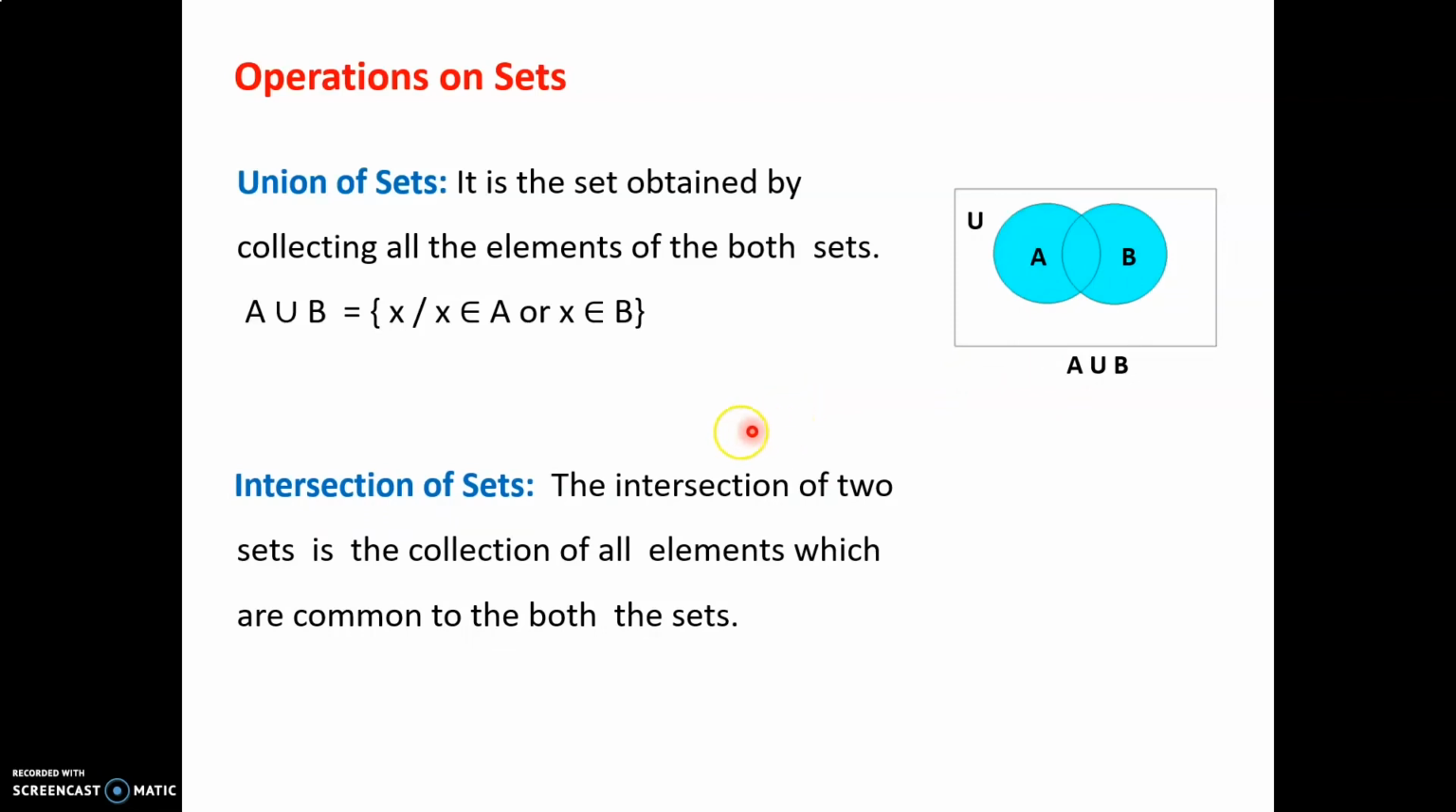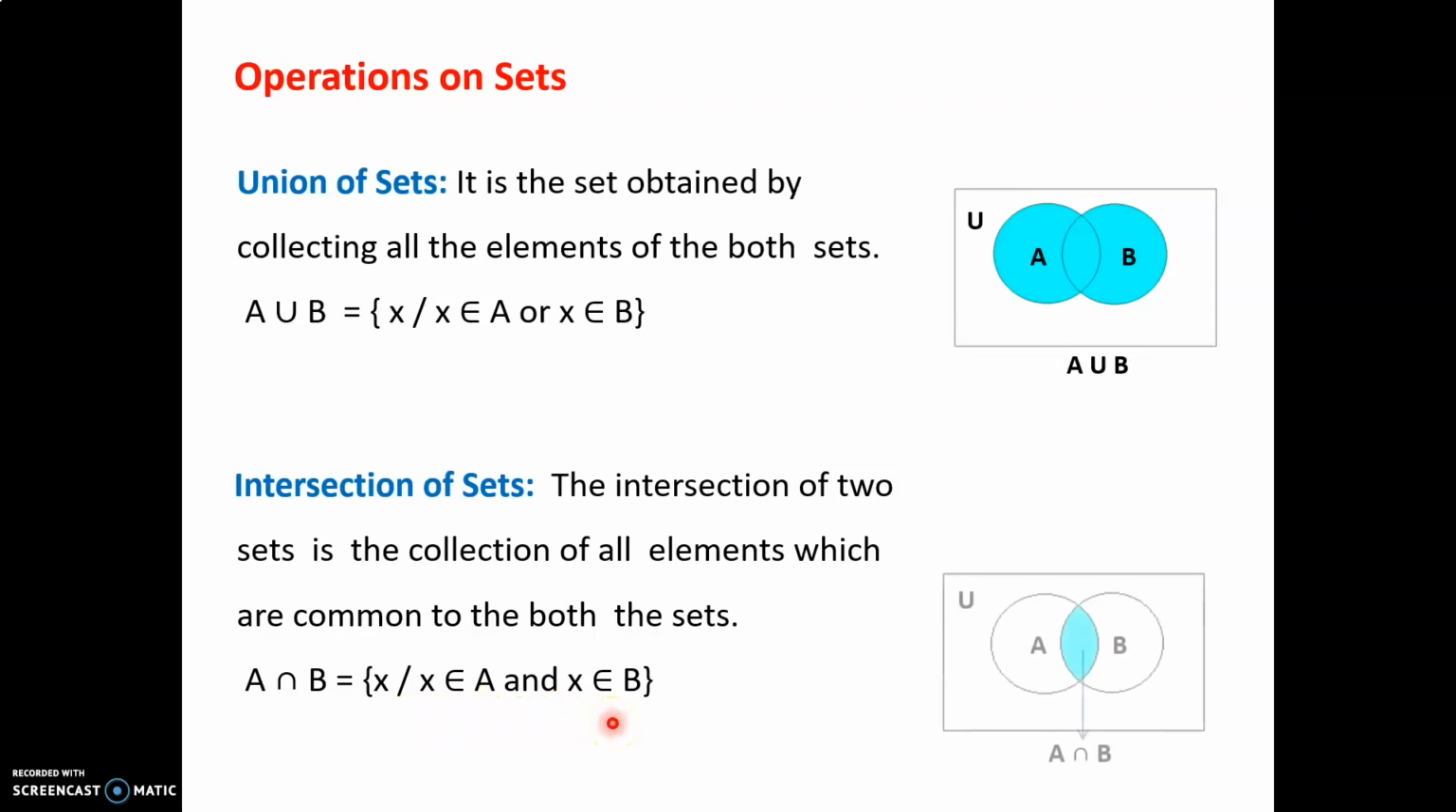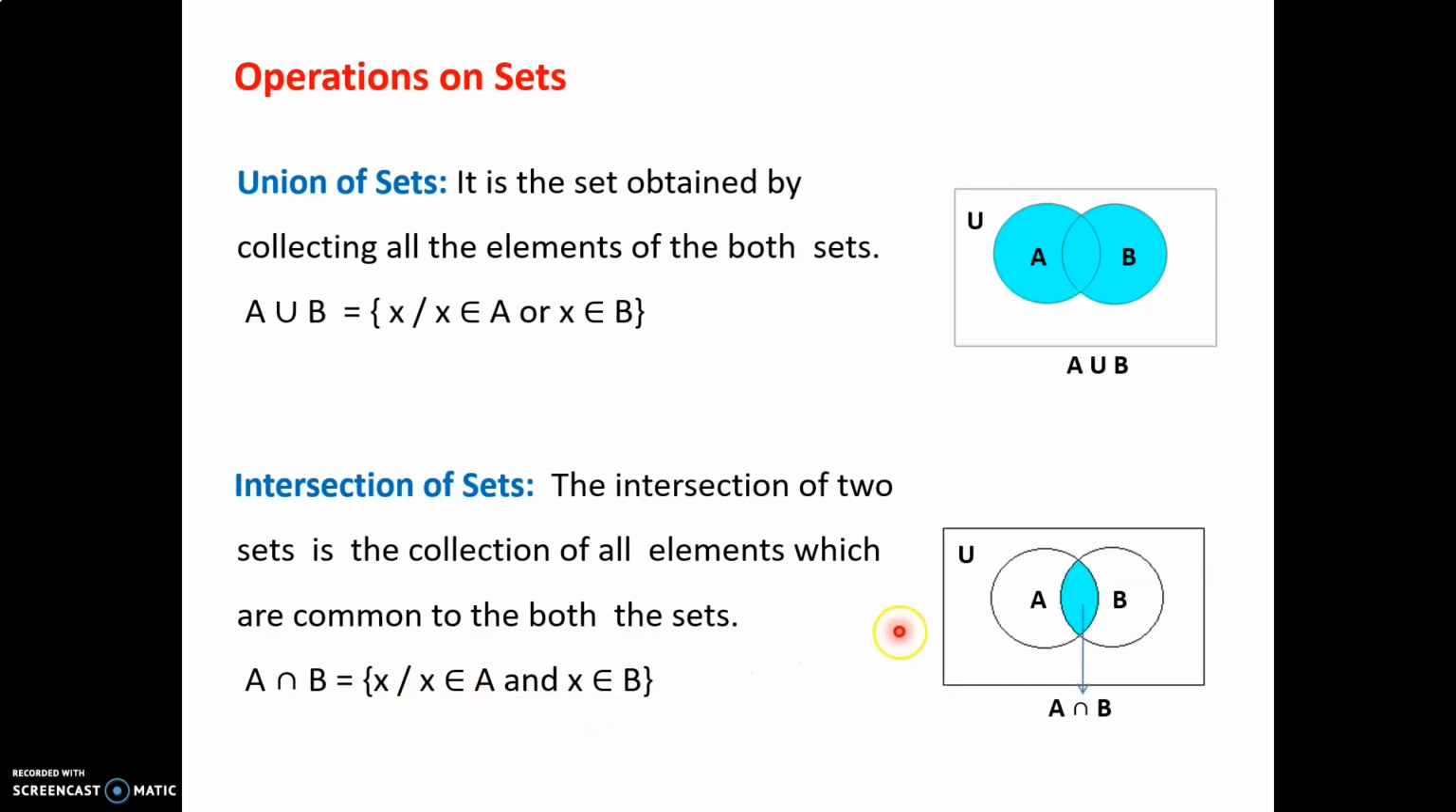Now we go to the intersection of sets. It is the set of common elements of both sets A and B. It is denoted by A intersection B and is defined as the set of elements X such that X belongs to A and X belongs to B. In this Venn diagram, the shaded region is A intersection B. That is, we take common elements of A and B.